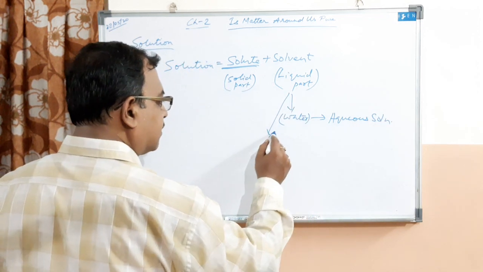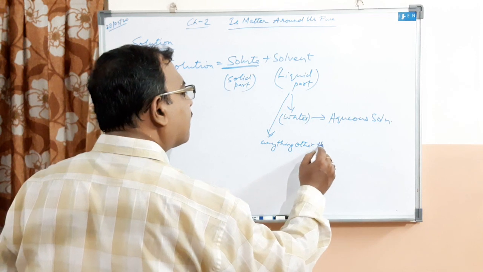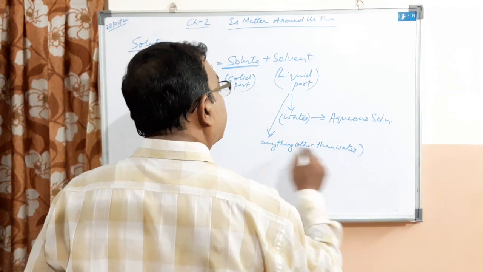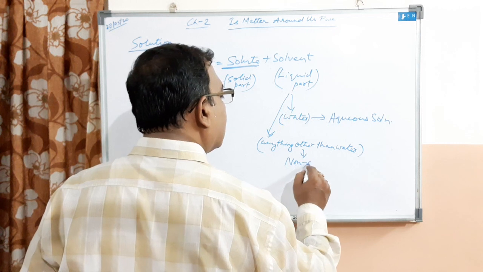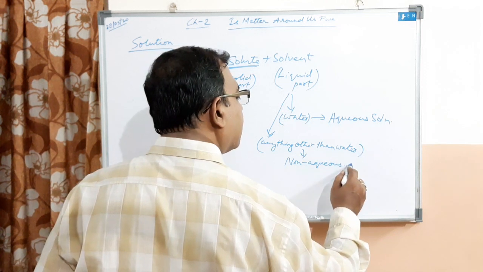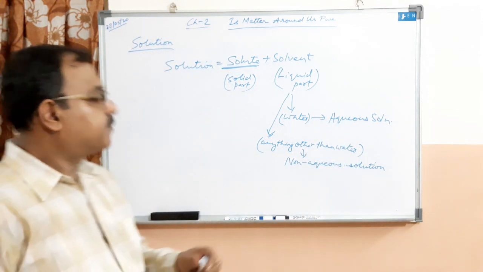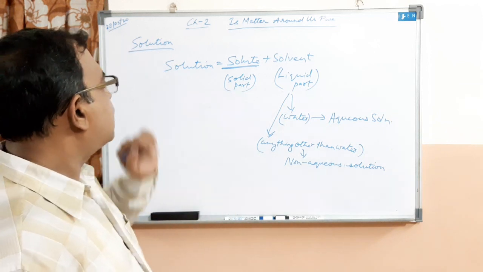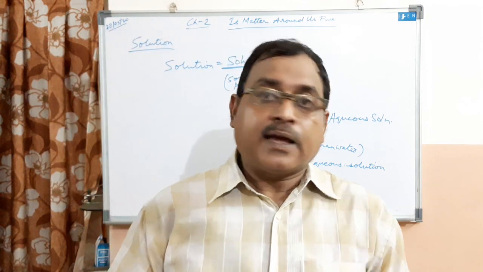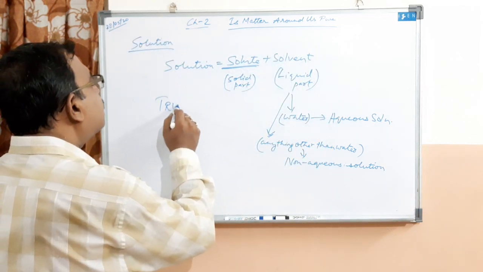And if this liquid part is anything other than water, then it is called a non-aqueous solution. Clear? Now generally, when a solution is there and the solid and the liquid parts cannot be distinguished from each other separately, then that solution is called a true solution.